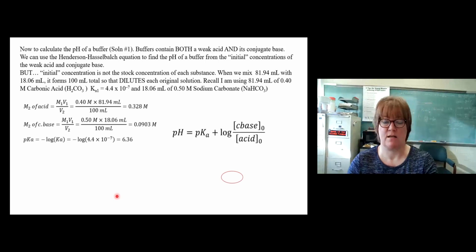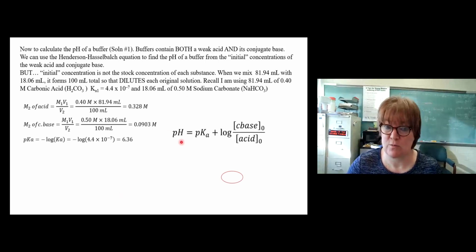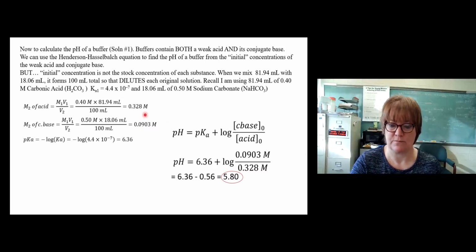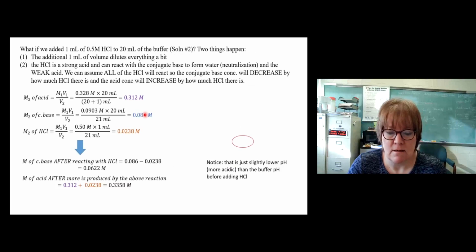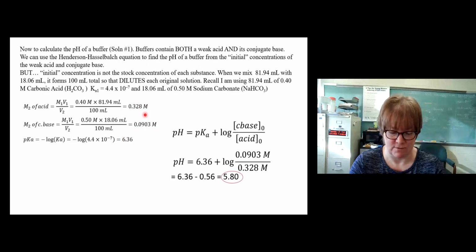This is my Henderson-Hasselbalch equation. The pH, which is what I'm trying to find, is the pKa, which I calculated, plus the log of the conjugate base concentration, that one's 0.0903, over the concentration of the acid, that's 0.328. Calculate it out, and I get 5.80. Good. All right, what does that mean? Oops. Well, that doesn't mean anything, so we'll keep going on.